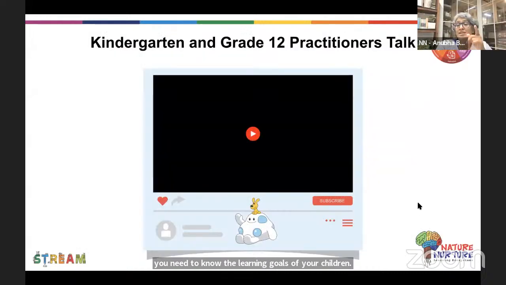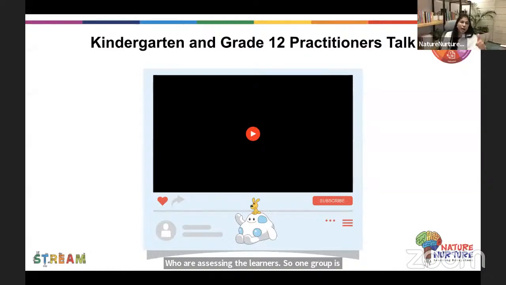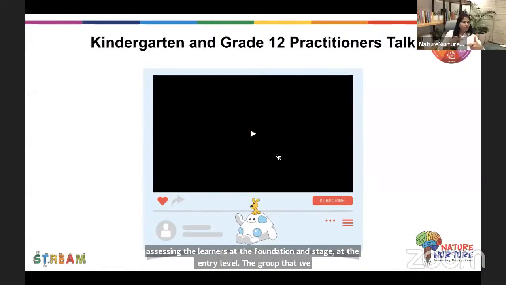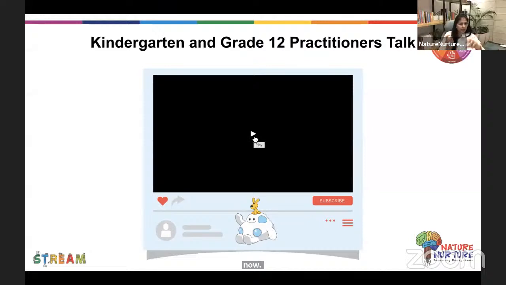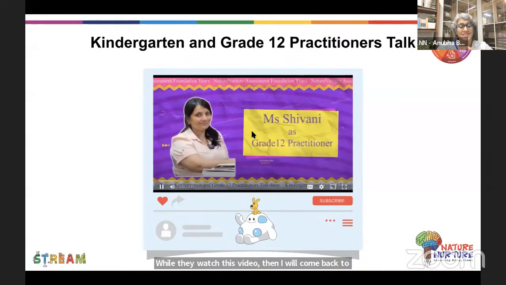So can we move forward, Surya? Yes, ma'am. But in my experience, I've always felt that there's a disconnect between the 2 groups of practitioners who are assessing the learners. One group is assessing the learners at the foundational stage, at the entry level. Anubha, hold on. I want my practitioners to experience one more aspect of assessment while they watch this video. Then I will come back to you. Okay? Okay, ma'am. Absolutely.